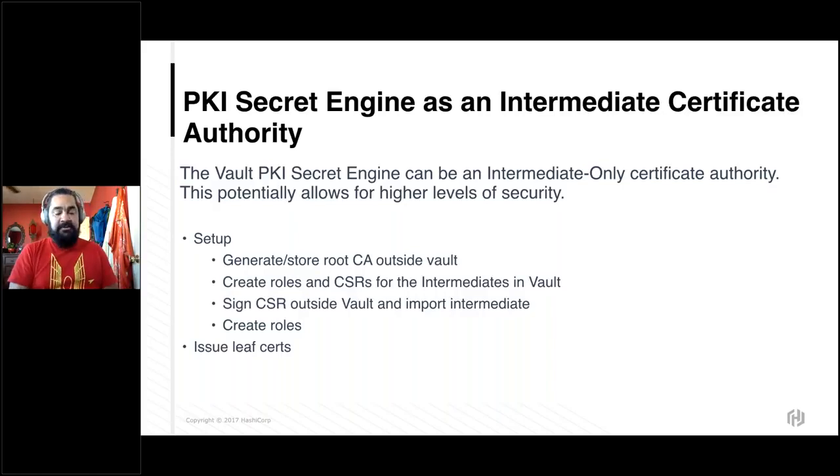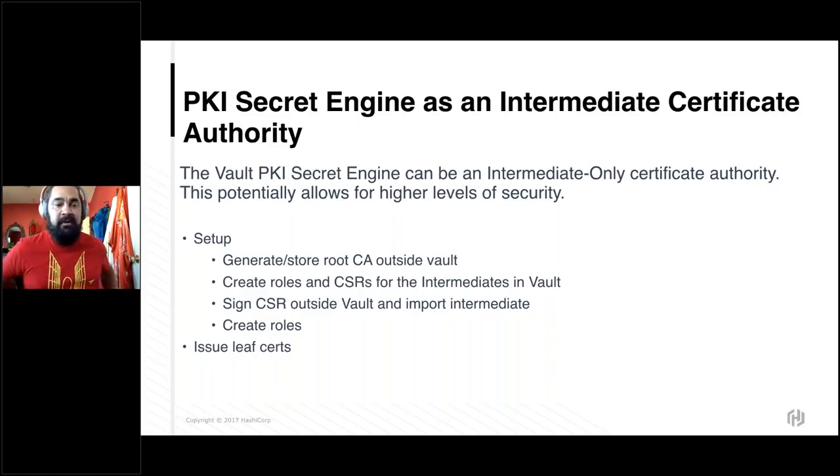In Vault, you could actually create your CSR for the intermediates if you have a situation like this. You'd sign those CSRs with your existing CA outside of Vault, and then import the intermediate certificates back into Vault. And then you go back to the easy step of just issuing the leaf certs like before.